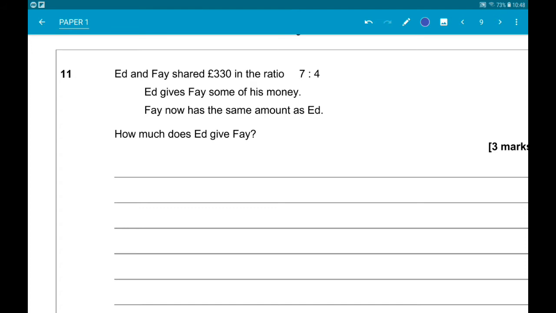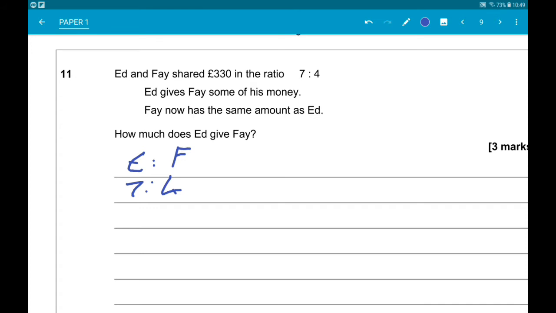So, Ed and Faye share £330 in the ratio 7 to 4. We're then told Ed gives Faye some of his money. Faye now has the same amount as Ed. How much money did Ed give to Faye?